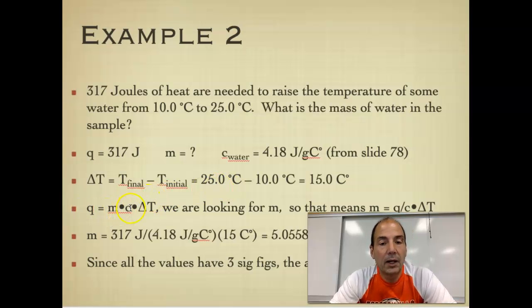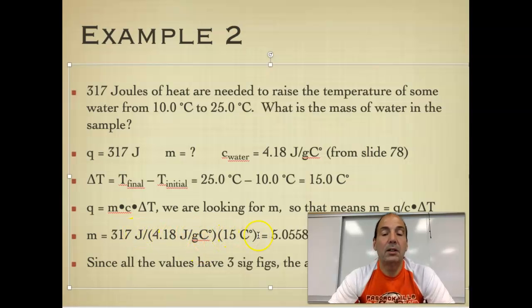I write out my equation, Q equals M times C times delta T, but keep in mind, we're really solving for M. So what I did is I divided both sides by C and delta T. So I said that M equals Q divided by C times delta T. So M equals 317 joules divided by 4.18 times 15.